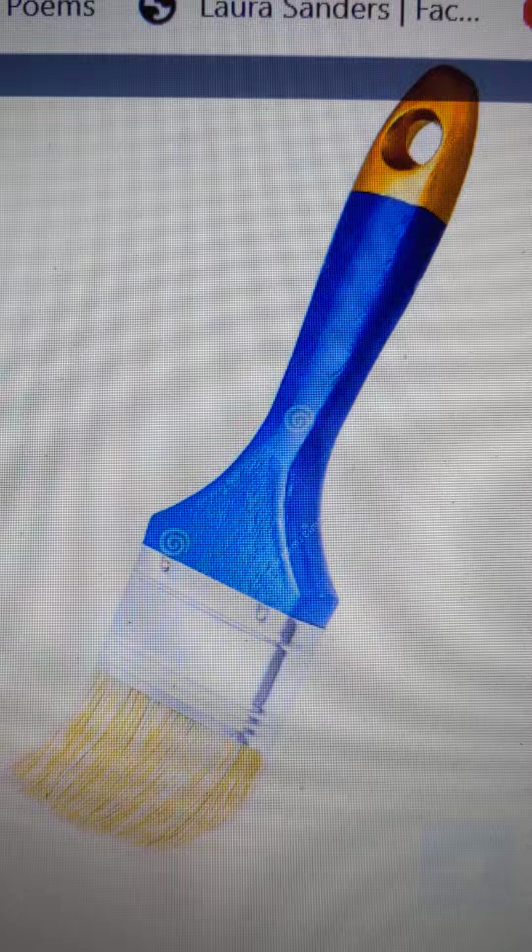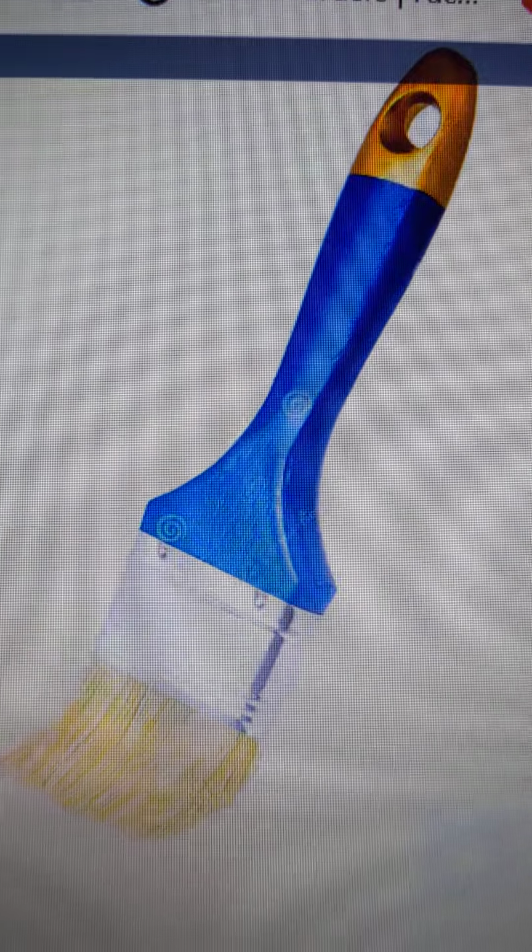This is called The Magic Paintbrush by Laura Sanders.